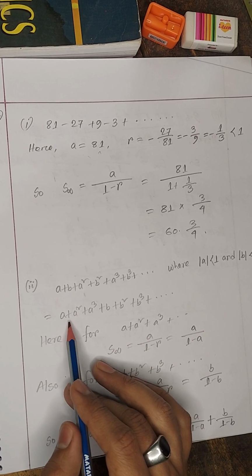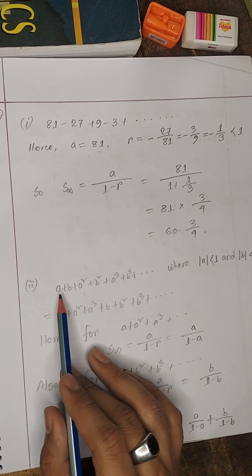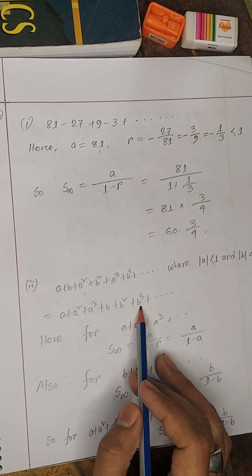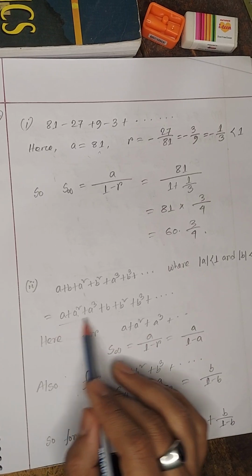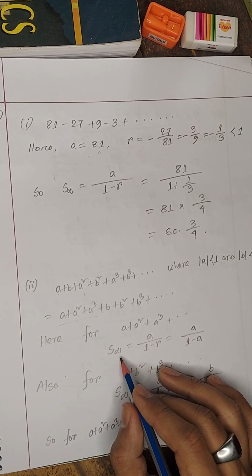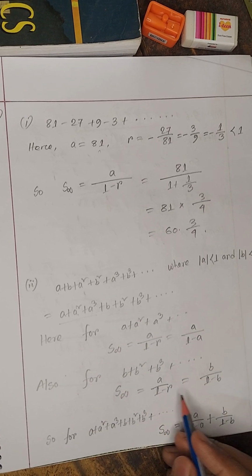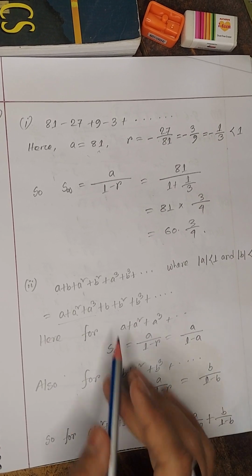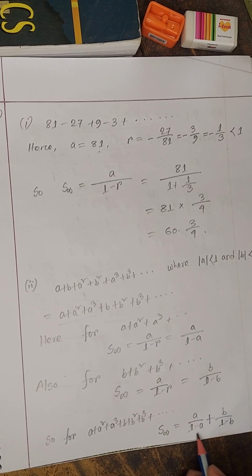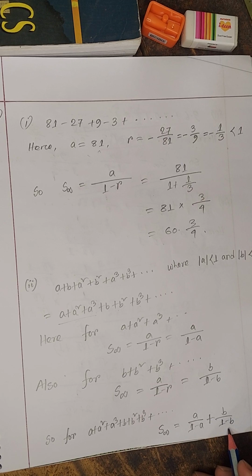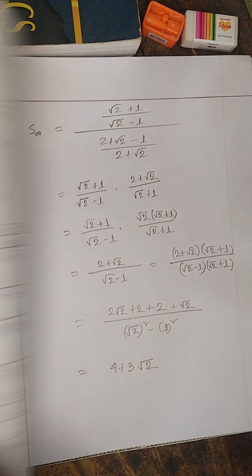Similarly, for this series sum to infinity, here we can see that we can write this series as two series, right? a plus a square plus a cube, and b plus b square plus b cube. From the first part we find sum to infinity is a divided by 1 minus a. For the second part similarly we get b divided by 1 minus b, and for the whole series we get sum to infinity is a divided by 1 minus a plus b divided by 1 minus b. This is our answer.